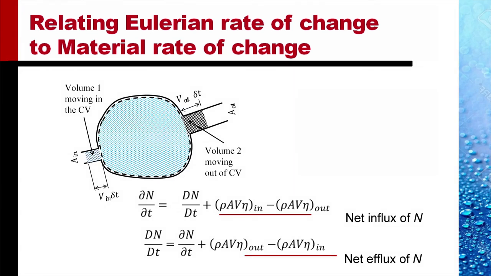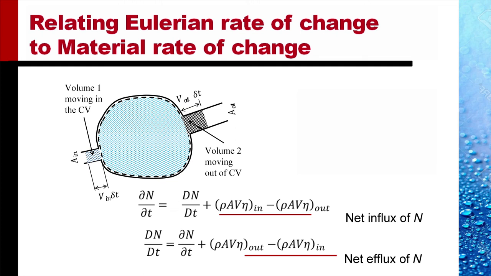So the change associated with the control volume would be delta N by delta T, the rate at which the property N contained within the control volume changes, times delta T, is equal to dN by dT, the material rate of property N associated with the volume of the control volume, times delta T, plus the property that is moving in minus the property that is moving out. And so, if we divide by delta T, we get this relation.